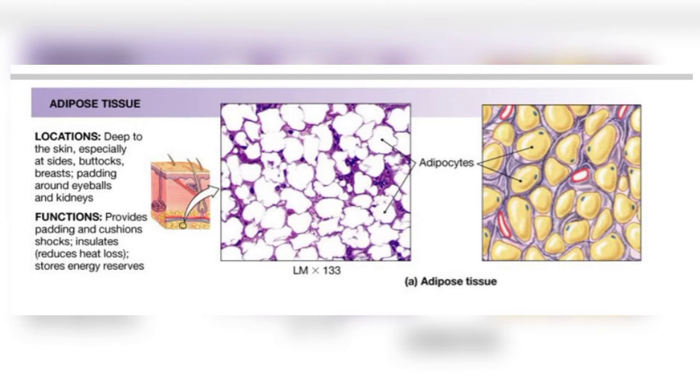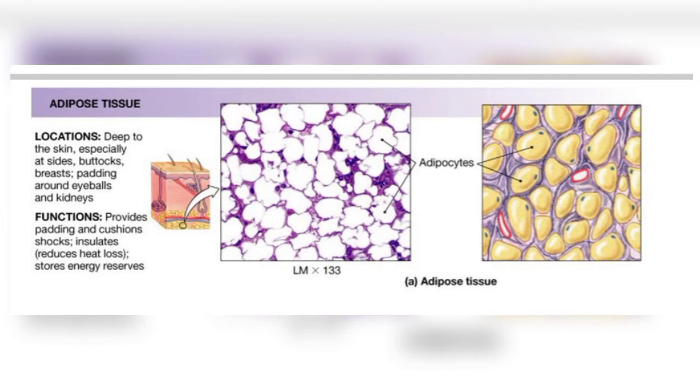And what is the location of this particular tissue? That it is located below the skin, in between the internal organs. Normally, this adipose tissue forms a layer below our skin, below the epidermal layer of our skin. And what is the function? That it helps as a heat insulator due to the storage of fat present inside it.